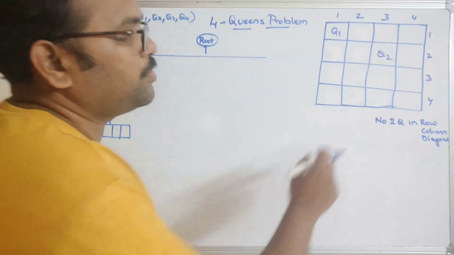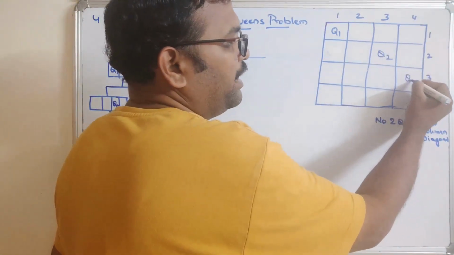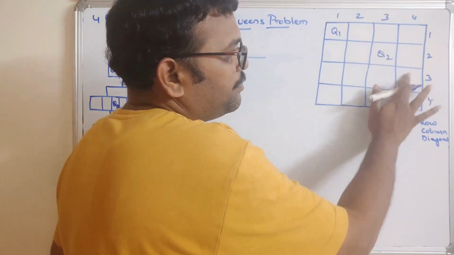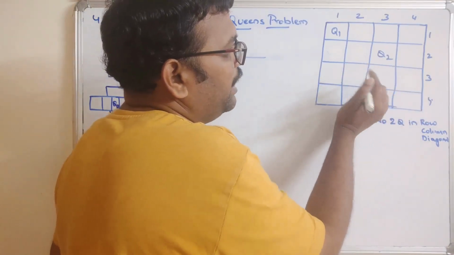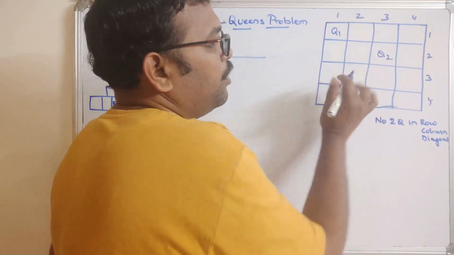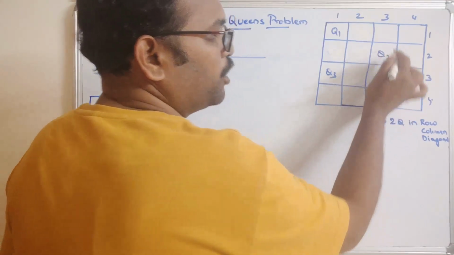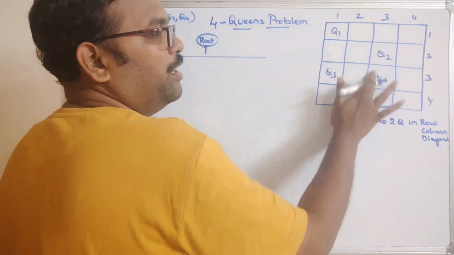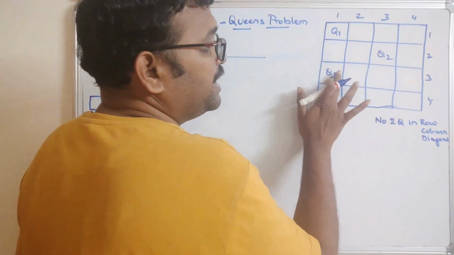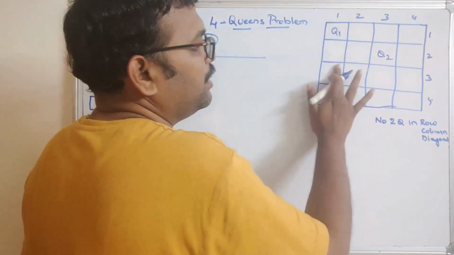What about here? If you place Q3 here, what happens? Q2 and Q3 are diagonal, so we should not place here. What about Q3 here? Again it's a diagonal, so we should not place here. What about Q3 here? We can't place Q3 here also because both are in the same column, right? Sorry, here also we can't place. Q3 cannot be placed here because Q1 and Q2 conflict, right?